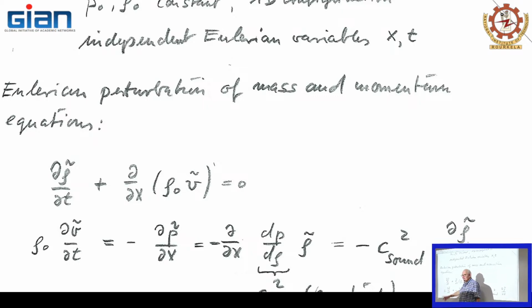Well, we do the same procedure of linearizing these equations. So rho is given by the constant rho naught, the time independent density, plus the perturbation of the density. Now it's the Eulerian perturbation denoted by this tilde. So we have d rho tilde by dt, because rho naught is time independent, plus the divergence, which now reduces simply to a derivative with respect to x, of the product of density times velocity.